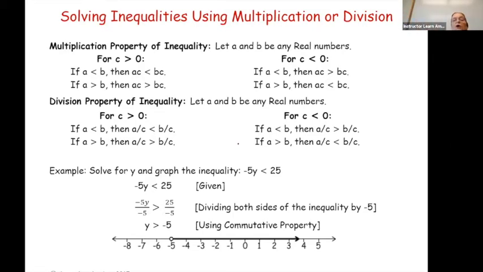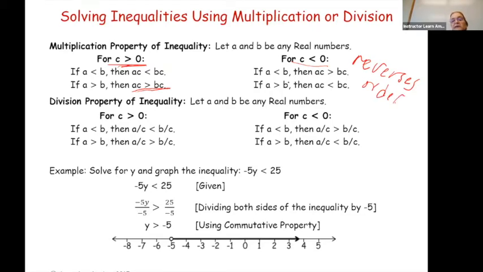If we have a and b as any real numbers and c is a positive number, then the order of the inequality is preserved. So we multiply an inequality by a positive number, we keep the inequality as it started out. So if a starts out less than b and we multiply by positive c, then ac is less than bc. If a is greater than b, we multiply by a positive number, we preserve the original order. But notice that when c is negative, it reverses the order of the inequality. And this is very important, it reverses the order.